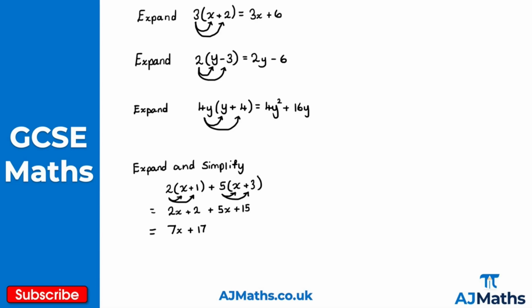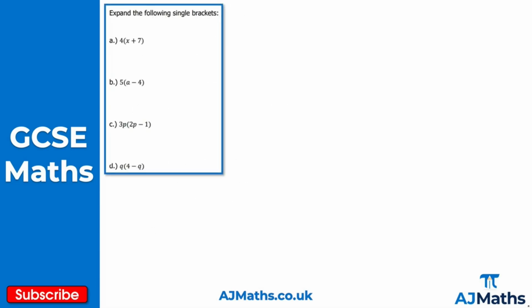So what we're going to do now is just take a look at some practice questions. If we start off with question 1 here, we're asked to expand the following single brackets. So we start with A. I've got 4 lots of x plus 7. We take the 4 on the outside and we times it by each term inside the bracket. So 4 times x, that would give us 4x. And then 4 times positive 7, that would give us positive 28. In that case, if we expand 4 lots of x plus 7, we get 4x plus 28. So that's the solution to A.